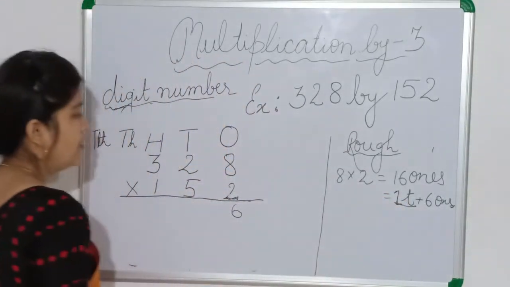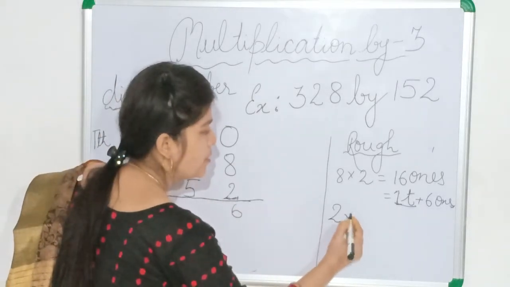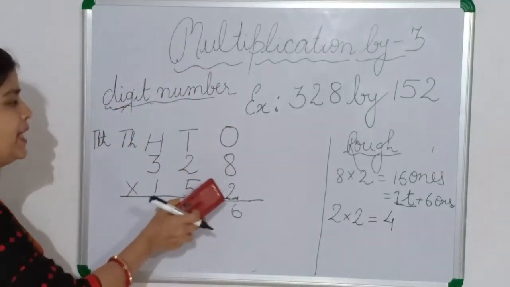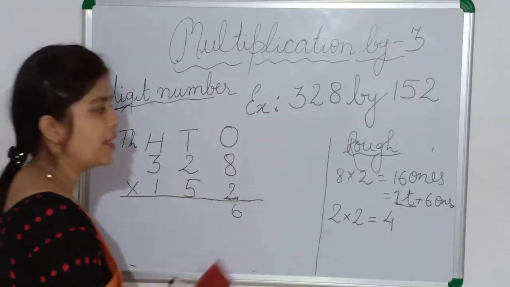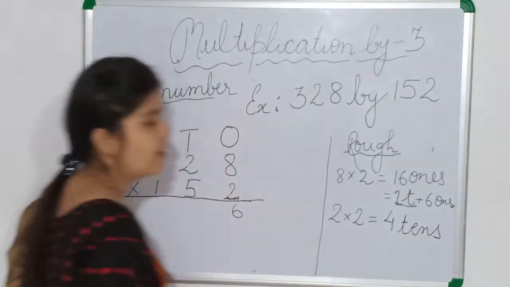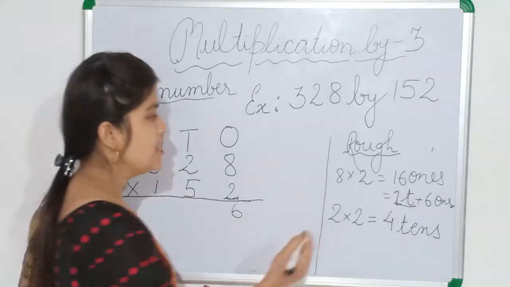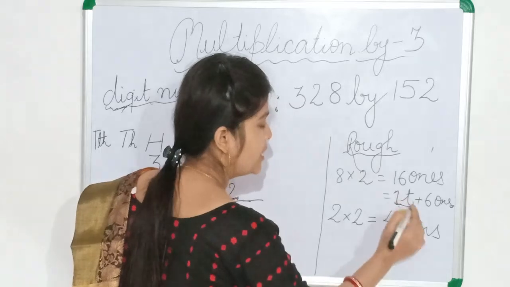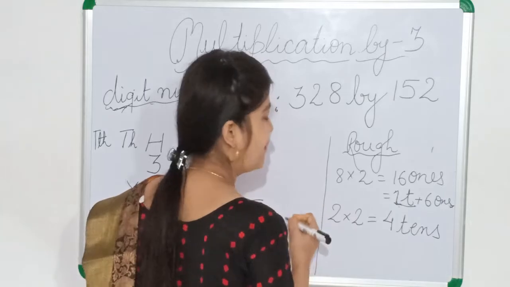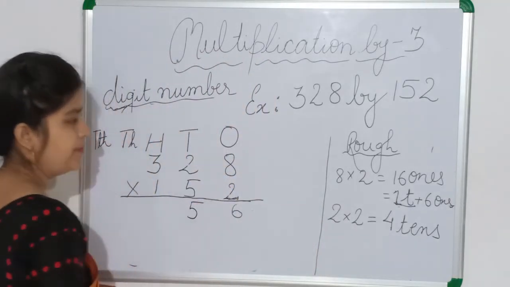Okay. Now I will multiply the number which is in tens place, means 2 into 2. That will be 4. And because I am multiplying with the tens place digit, it will be 4 tens, not 4 ones. And already I am having 1 tens which I have carried. So this I will add here. Okay, 4 tens plus 1 tens I will add. That will become 5 tens. So I will write here 5 tens.